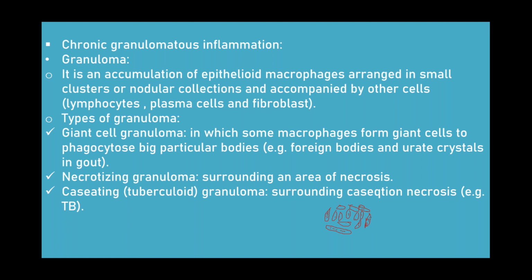And then come the lymphocytes, mainly T cell lymphocytes, which are important to produce the cytokines. This is the lymphocyte in the middle layer of the granuloma, and the outer layer is predominantly fibroblasts.